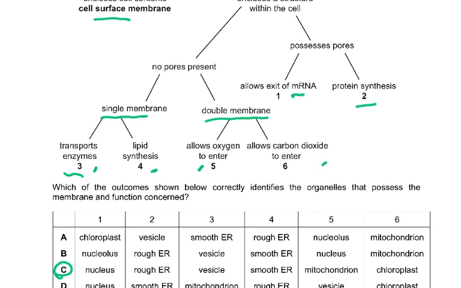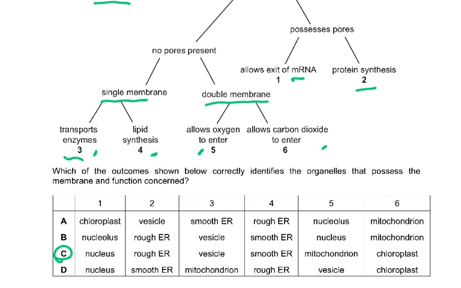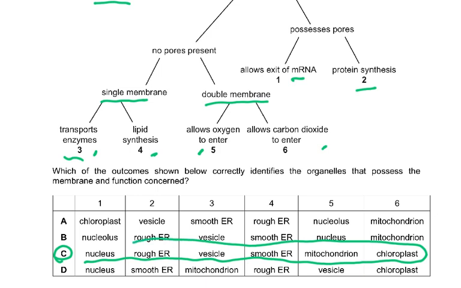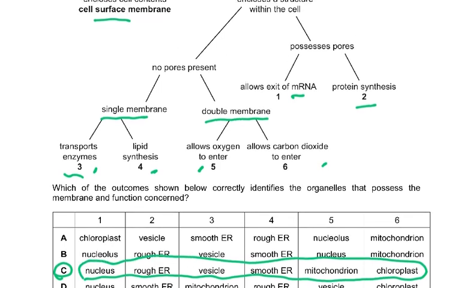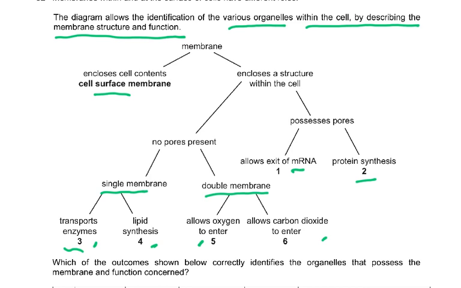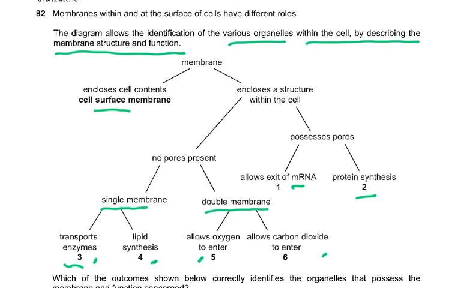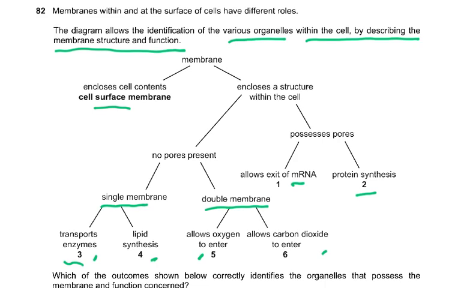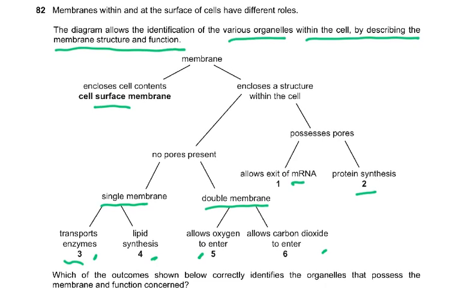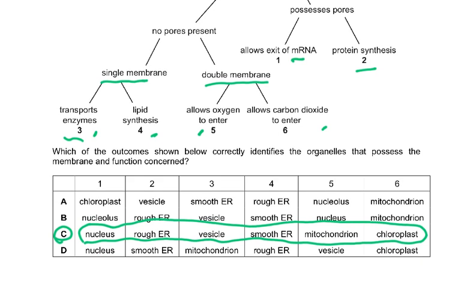Which of the outcomes shown below correctly identifies the organelles that possess the membrane and function concerned? So the answer was: one was nucleus, two was rough ER, and the answer was this: vesicle, smooth, mitochondria, chloroplast. I'll try to fit in the whole question so that you can really understand it. So this was the question. I'm sorry I can't fit the whole question on one page, so just pause it if you have to read the question and then look at the answer.